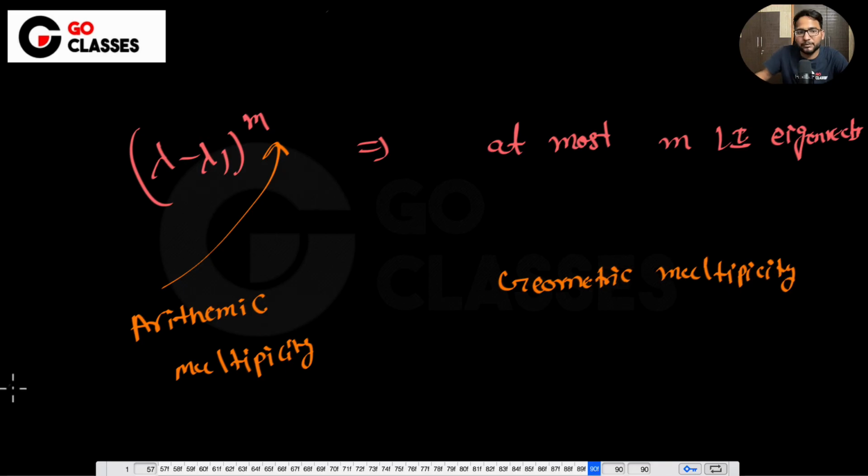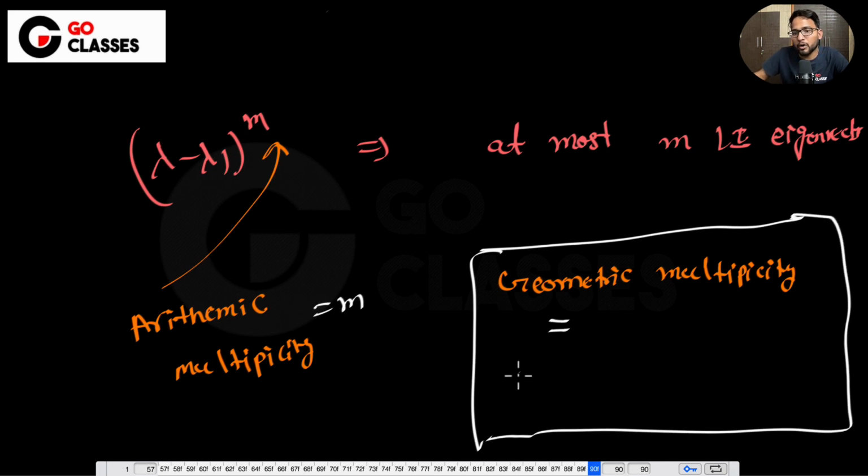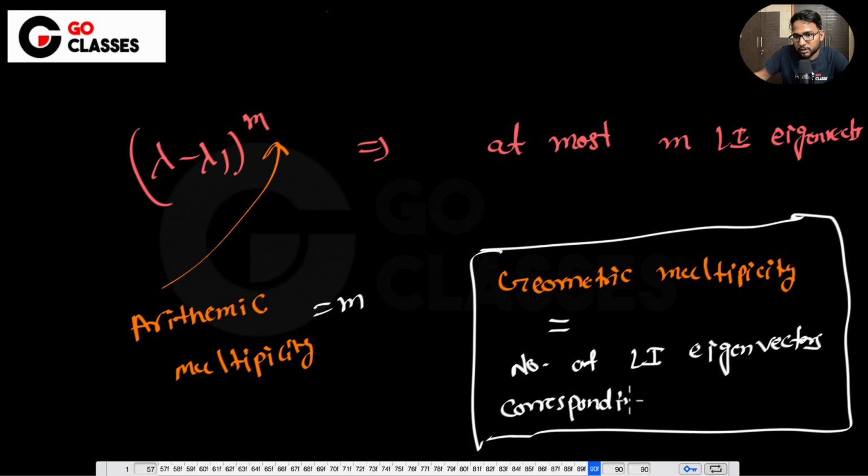So it basically means that it is exactly equal to, not less than or something. It is exactly equal to the power. Okay, equal to the power. It is exactly equal to the number of linearly independent eigenvectors corresponding to lambda equal to lambda 1.